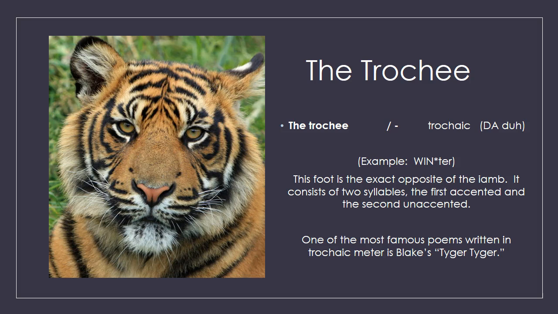The trochee. The trochee sounds like da-da. For example, the word "winter" is trochaic. This foot is the exact opposite of the iamb. It consists of two syllables, the first accented and the second unaccented. One of the most famous poems written in trochaic meter is Blake's "Tiger, Tiger."